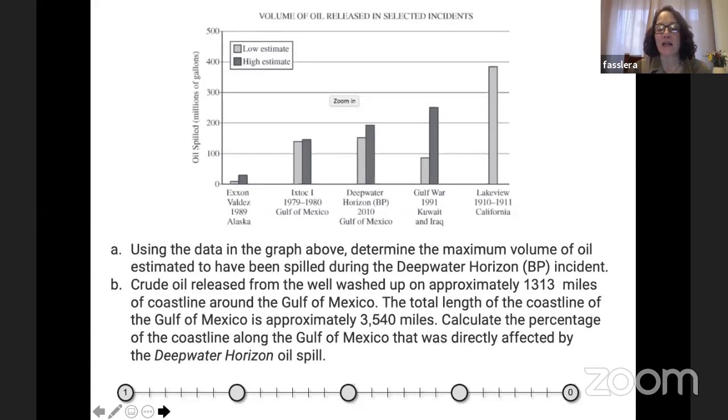But here again is some quantitative data from a national exam question showing the amount of oil released during different oil spills. Remember, I got to break down what this graph is showing me. They're showing me both a low estimate and, in the darker shaded region, a high estimate. It's oil spilled in millions of gallons. And that's an area where a lot of people are going to make a mistake. So I'm going to give you a chance to answer questions A and B.